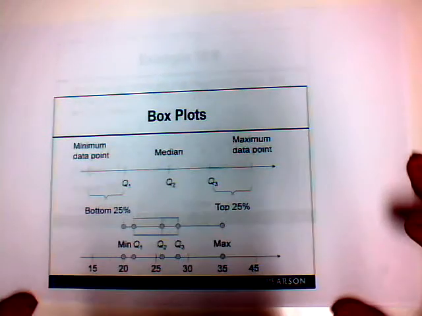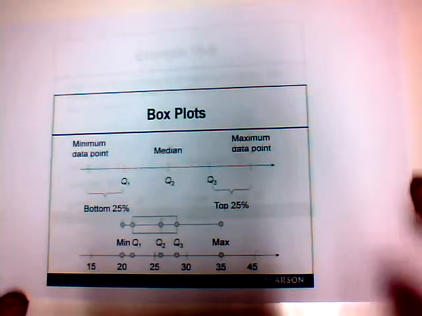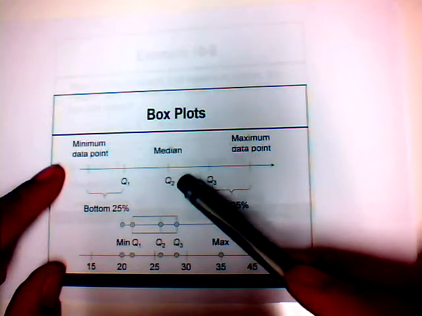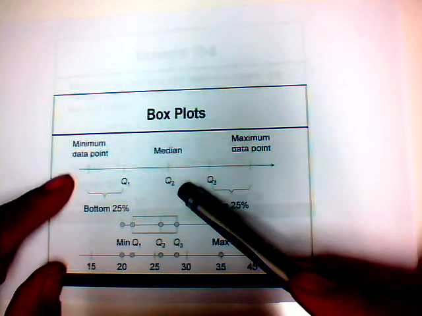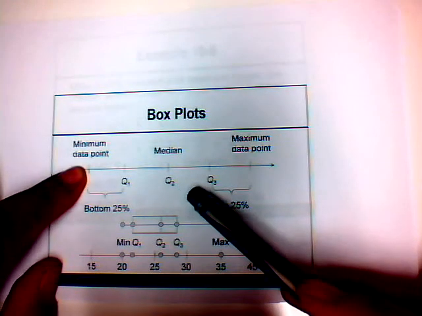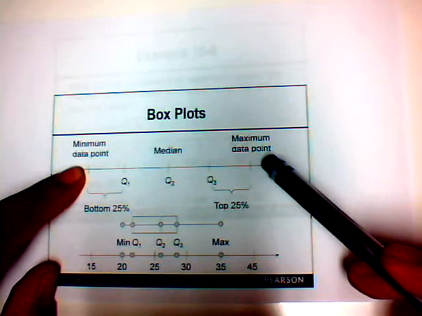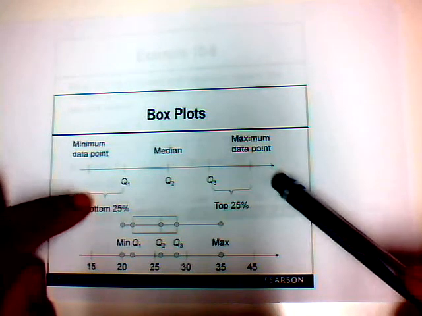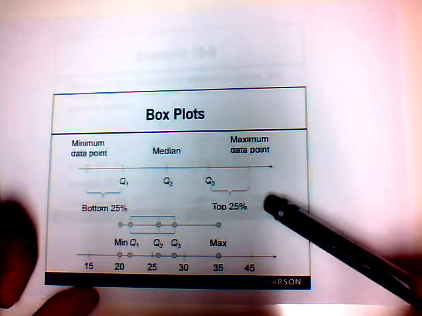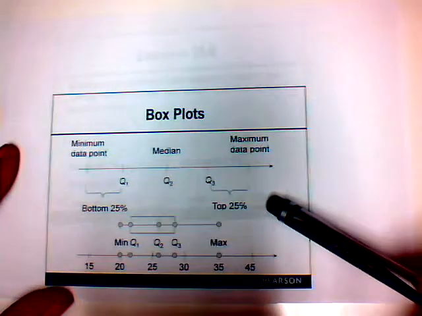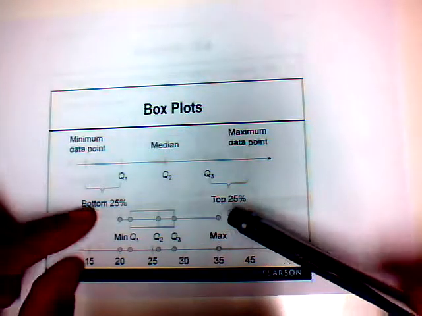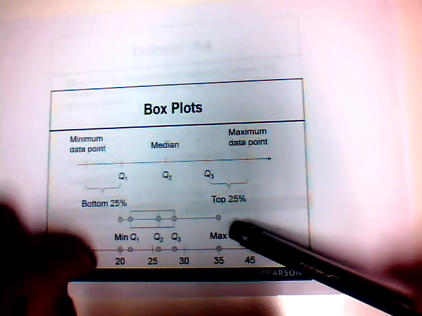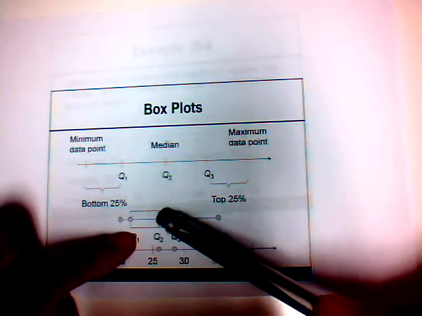So in this case here, as you can see, they give an illustration of where the median is going to be, the middle data value. Your minimum data point is always on the left side, and the maximum data point is on the right side. Q1 represents the bottom 25%, Q3 represents the top 25%.